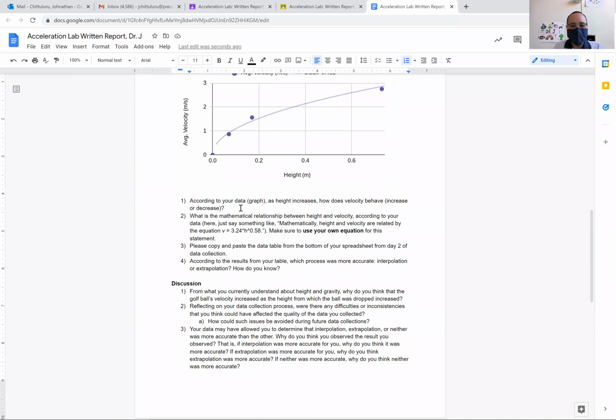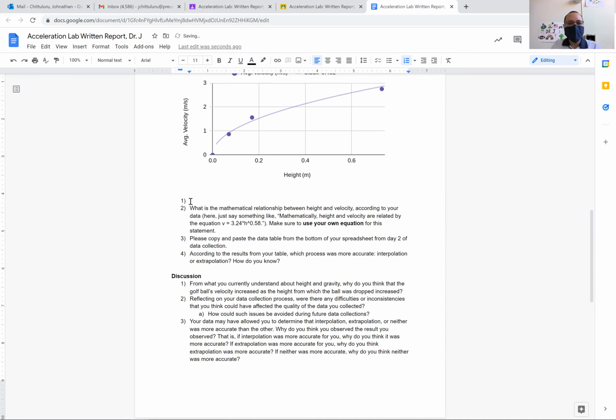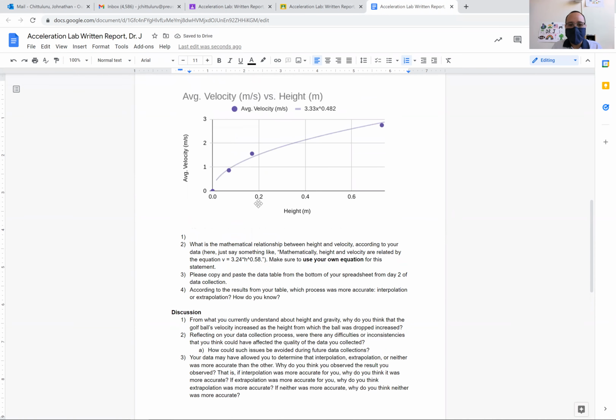Okay, so let's answer these questions. According to your data, as height increases, how does velocity behave? This is a very simple question to answer. As height increases, going from left to right, we can also see the velocity increases from bottom to top. So that's all we have to say. As height increases, velocity increases according to the data plotted in our graph.